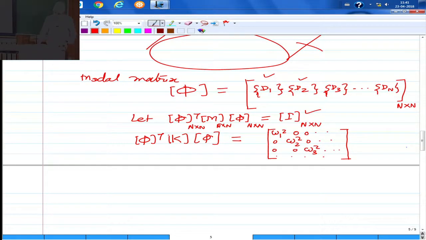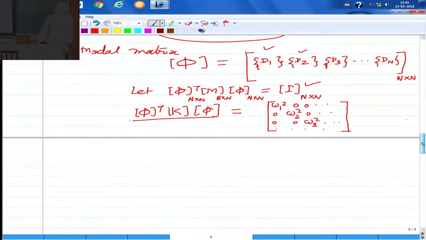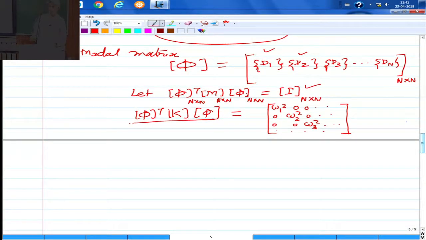So this is what you will get. If all the modal vectors d1, d2 are orthogonal to each other, and additionally we are normalizing them in such a way that if I take phi transpose into phi, I get I, and if this modal matrix phi is of this nature, then you will get phi transpose k into phi as omega 1 square, omega 2 square, omega 3 square. So what it means is, somehow if we are using some transformation, let's say we are able to diagonalize the mass and the stiffness matrix, and then the eigenvalues can be calculated in a straightforward manner.